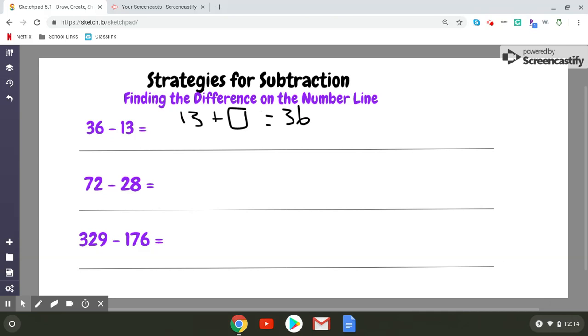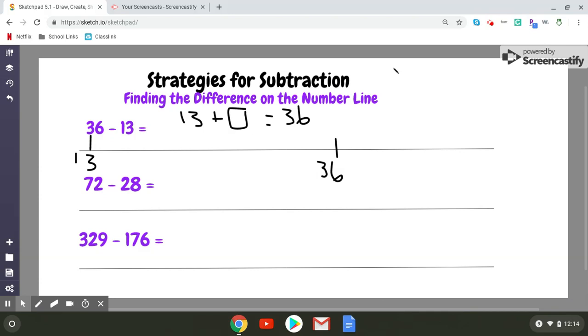And we talk about how this missing addend is really the same thing as the answer to this subtraction problem. So we start out with a 13 on this side, and now we have to count up, and we're going to end at 36. One of the biggest mistakes is sometimes if students don't label the end on their number line, they'll just keep counting and forget that they have to stop.